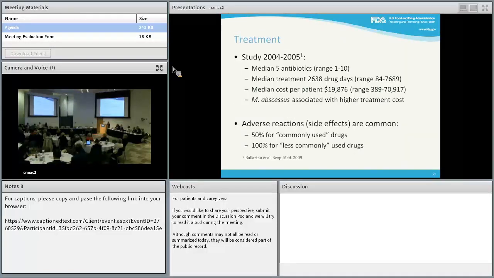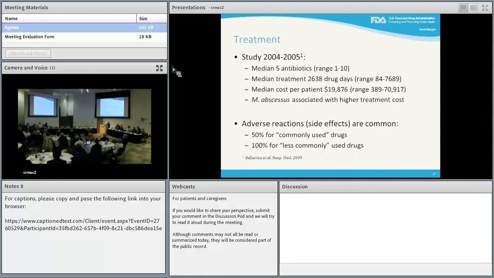In a study from 2004 to 2005, the median number of antibiotics that a patient had required was 5, with a range of 1 to 10. And the median number of treatment days was approximately 8 years, with a range anywhere between 3 months and 20 years. The cost per patient in a year was approximately $20,000, but it could go as high as $70,000. And patients who had M. abscessus were associated with higher treatment costs.